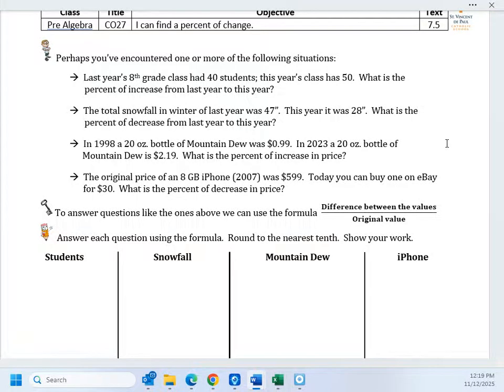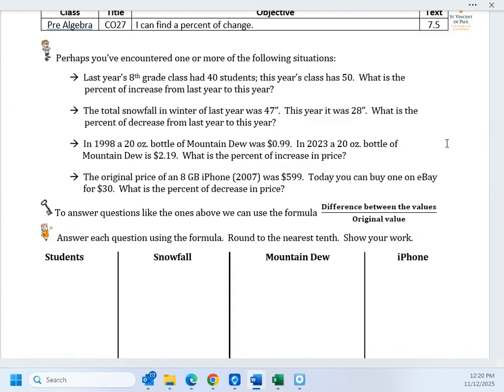Or maybe the original price of an 8 gigabyte iPhone in 2007 was $599. Today you can buy one on eBay for only $30, because who wants that old of a model, right? So you can buy really cheap on eBay. So what is the percent of decrease in the price? So we are working on finding out that increase or decrease.